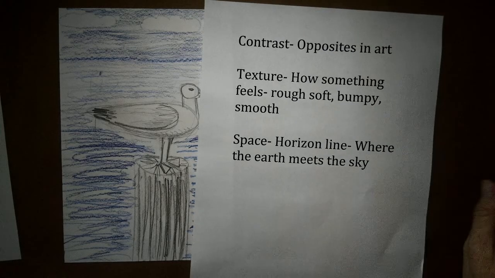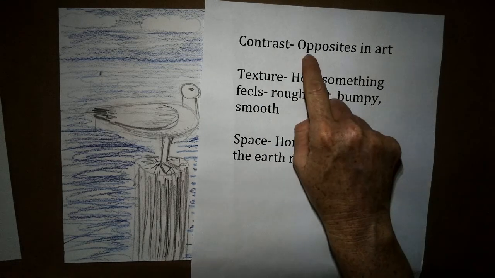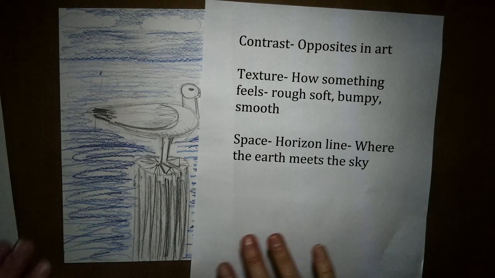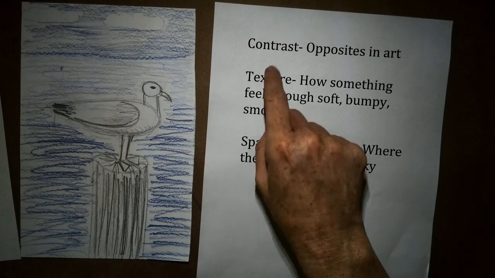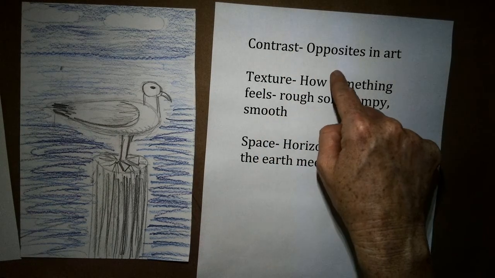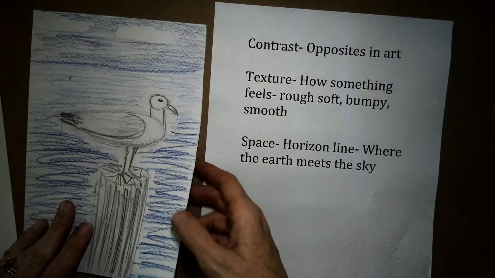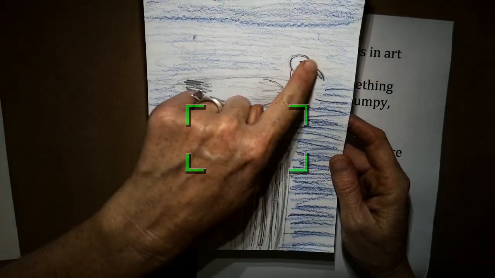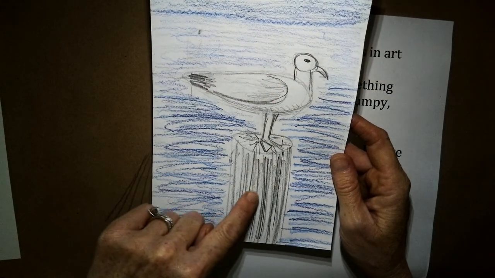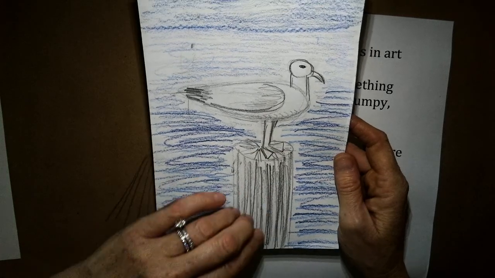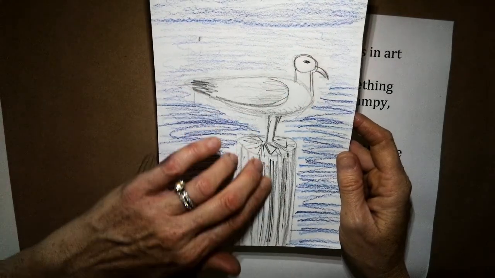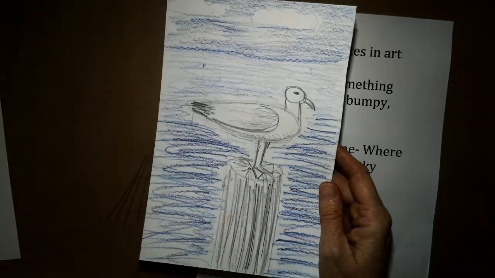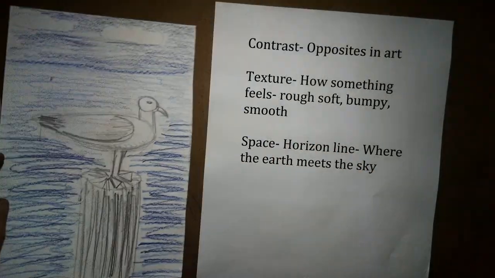One is a word called contrast. If you've ever done a compare and contrast Venn diagram with your teacher, contrast just means opposites in art. And what we have that's opposite here is our seagull and our post are going to be in black and white colors, and everything else is going to be colorful. So that's an opposite.